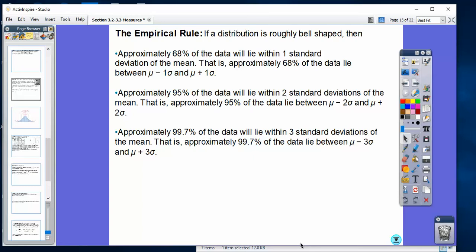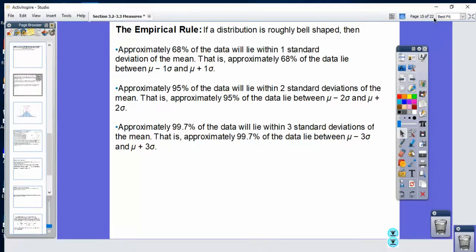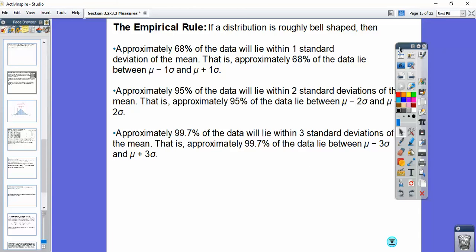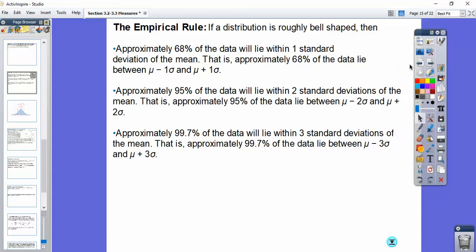The empirical rule. If you look on your formula sheet, the empirical rule is actually on there, and it is written out completely, so you don't have to memorize it. It applies if you have bell-shaped data. It's at the bottom of that first column of chapter 3, not chapter 2.